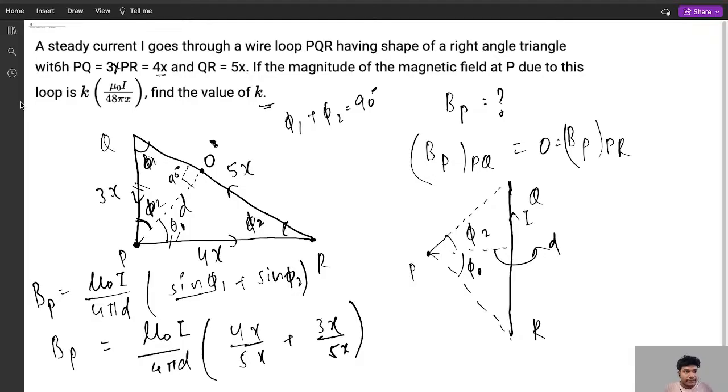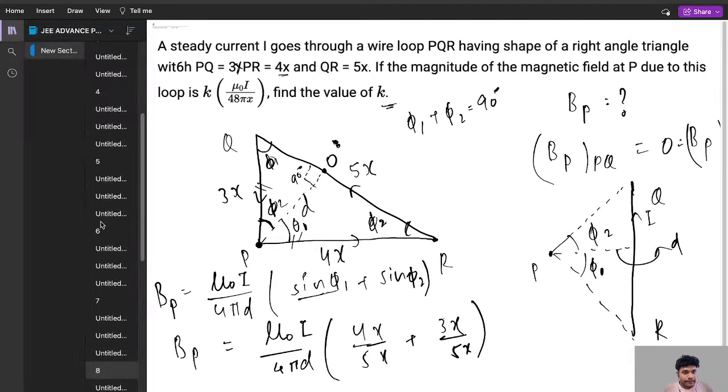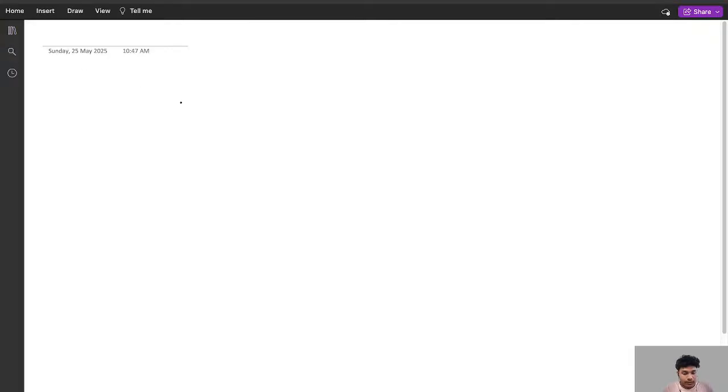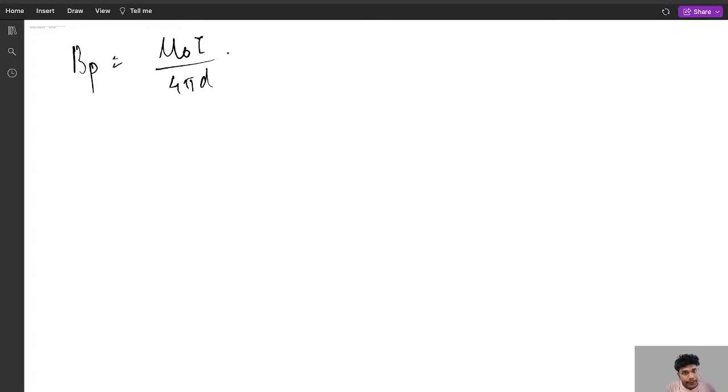From here we get B at P is equal to mu naught I upon 4 pi D into 7 upon 5. Do you understand this?